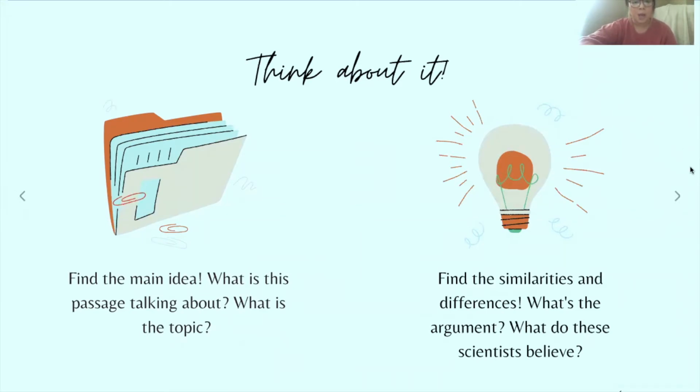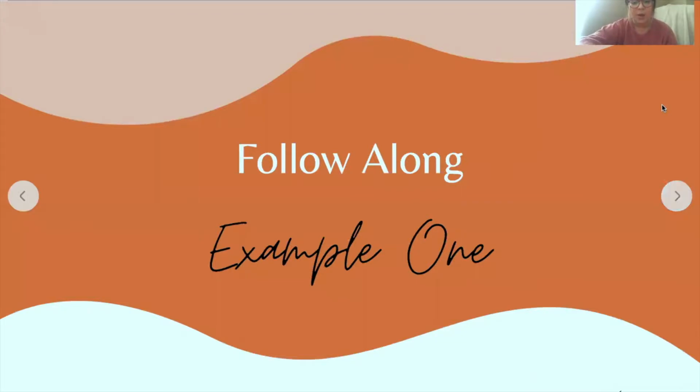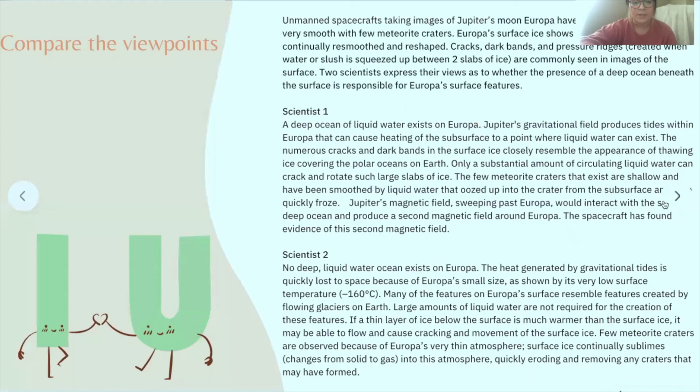What is this passage talking about? What is the topic that's being discussed? And what are the differences and similarities between these scientists? What do they believe? What do they not believe? And so on. So follow along with this first example. As we can see, this first passage has a lot of reading. It doesn't have any supporting data, no charts, tables, diagrams, graphs, nothing. It's just the passage. So we know that we're going to have to read to find our information.